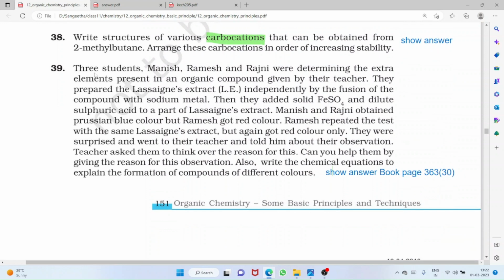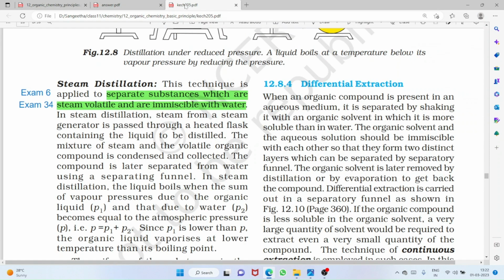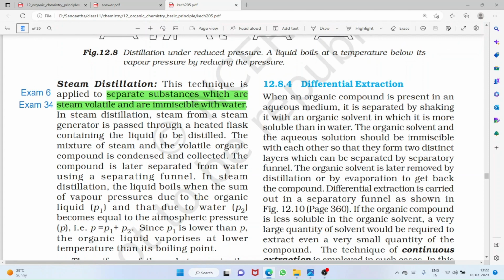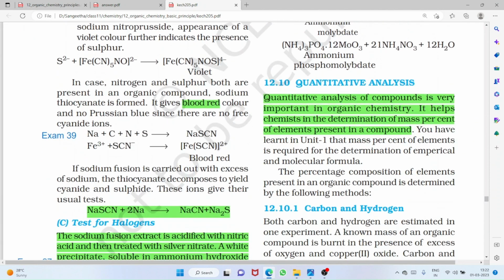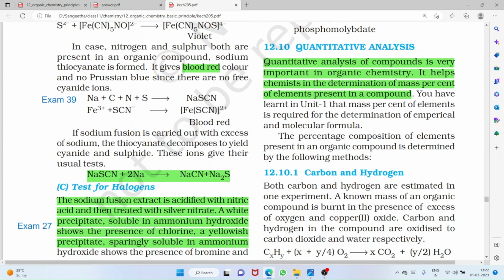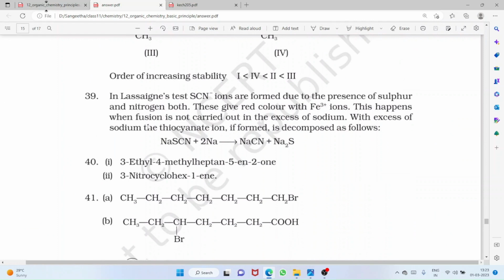39. Three students are doing this test. You can go through this question 39. So this is the reaction they are mentioning. Here you can find details about this test. You can read about the details in the book.